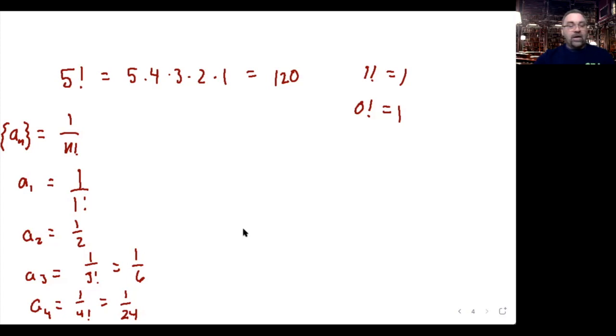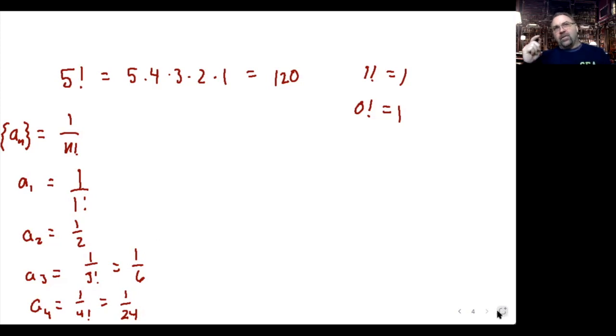Okay, so as we play around with different sequences and things, we are probably going to see factorials show up. There's a whole pattern recognition that goes with series and sequences, and we're going to be using factorials a lot.